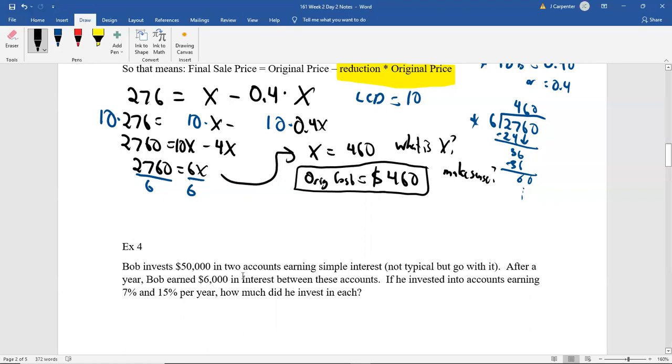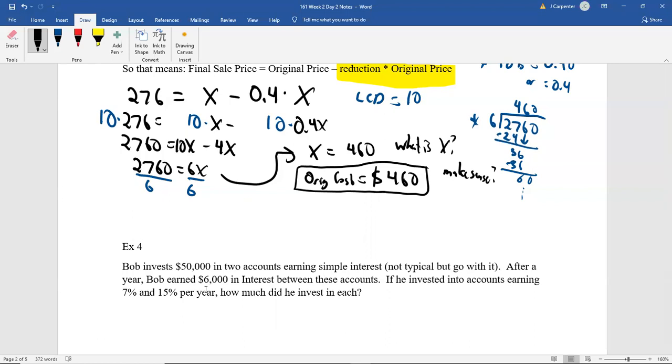After a year, Bob has earned $6,000 in interest between these 2 accounts. So he split his money into 2 accounts. Maybe that 15% account has got some risk, and maybe that bank's going to close and he'd lose all his money if they close. I don't know. Otherwise, I just put all of it in the 15% if I know I'm going to get 15%. But again, not the point of the problem.